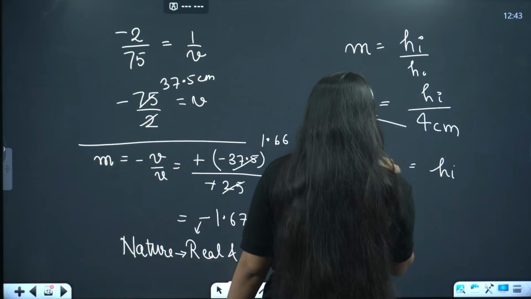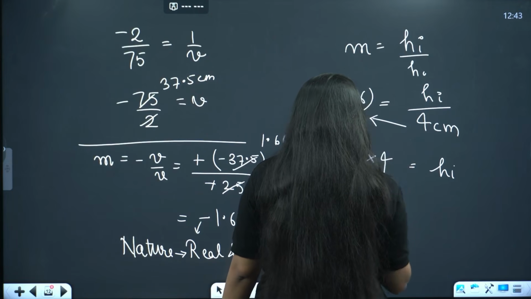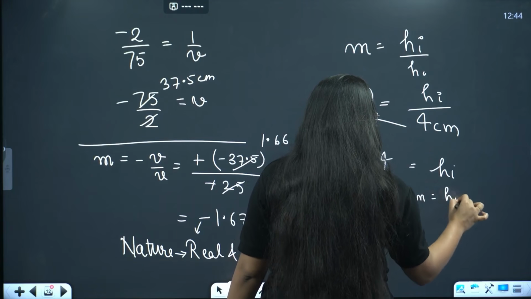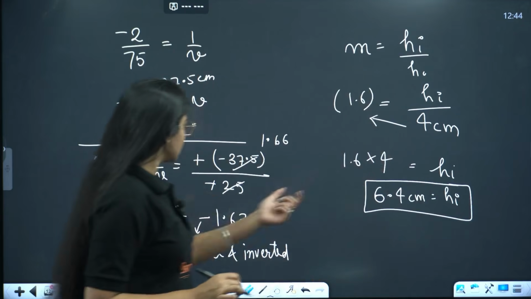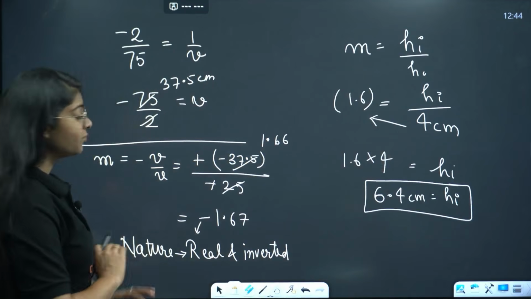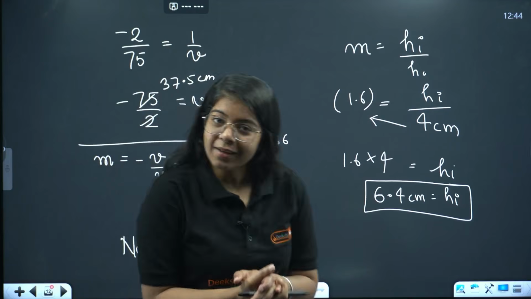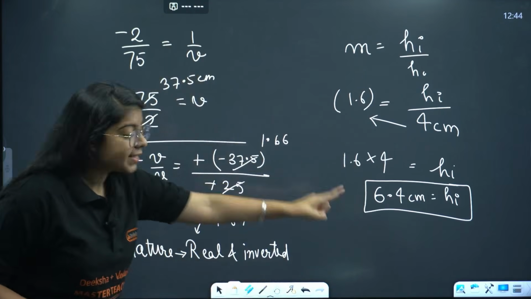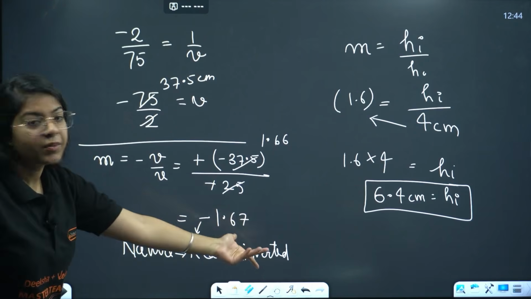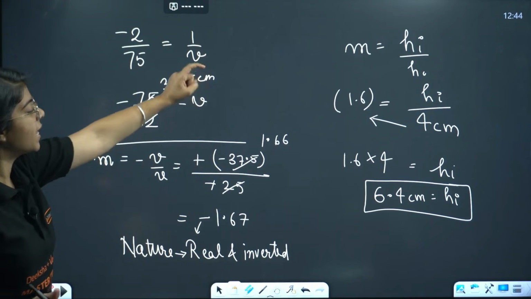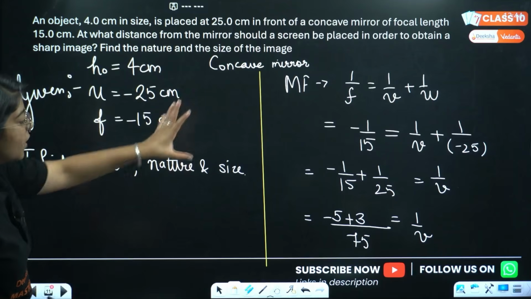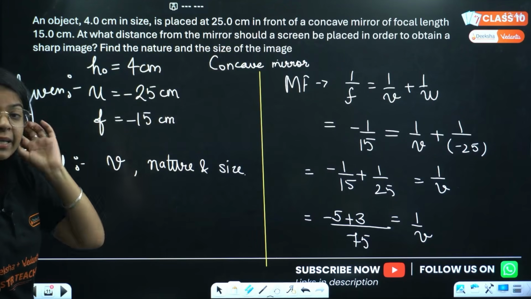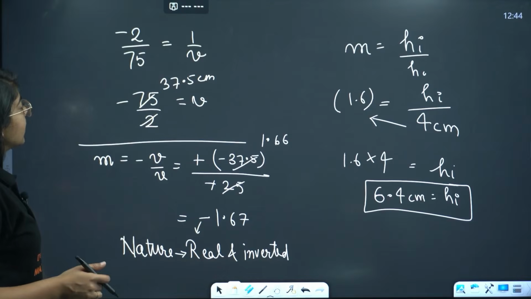Height of image equals 1.6 into 4, that comes out to be 6.4 centimeter height of image. Whatever this is, I think this is 1.5 something maybe. Whatever this is, solve that. Okay? Done? Easy. I didn't forget units anywhere. See? In here, magnification doesn't have a unit. Minus 37.5 centimeter, 6.4 centimeter. Everywhere, even in the given, even in the to find, you have to write all the units. Okay? Let's move on to the next question.